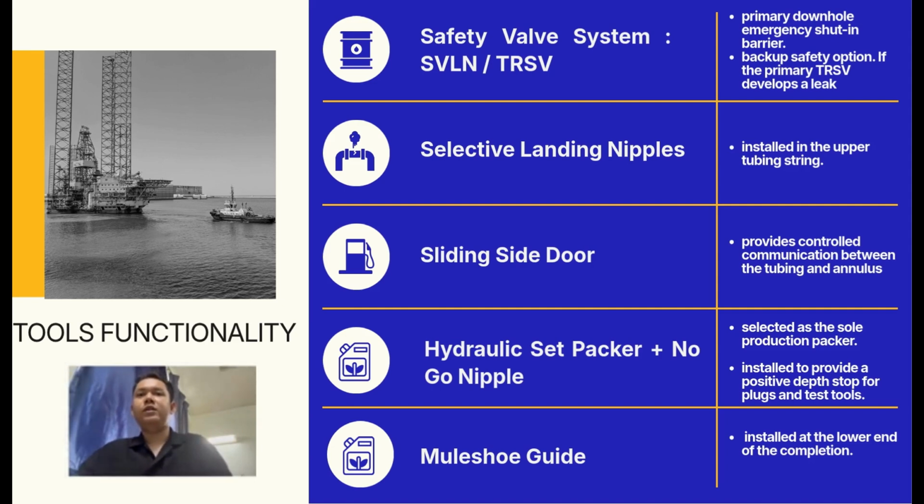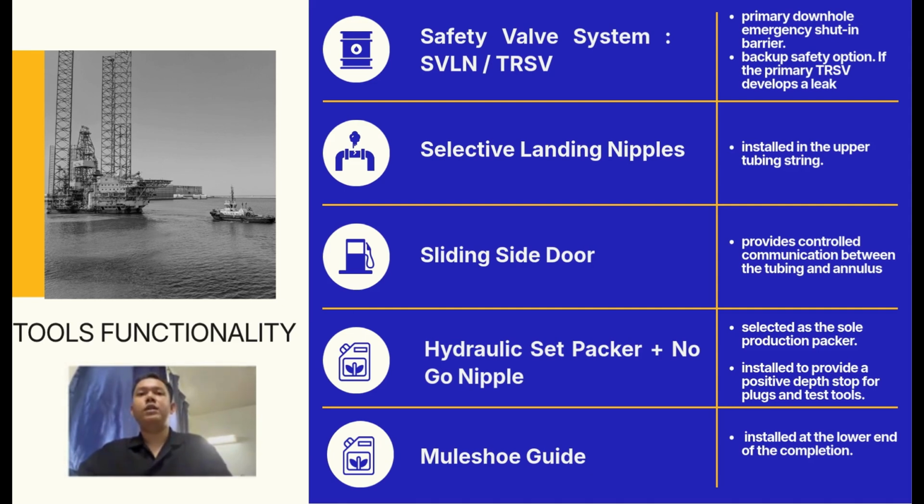Below the packer, a no-go landing nipple is installed to provide a positive depth stop for plug and test tools. It also prevents slickline equipment from travelling below the completion string. Finally, a mule shoe guide is installed at the lower end of the completion. It protects the lower connection and provides a smooth entry that helps slickline tools re-enter the tubing.